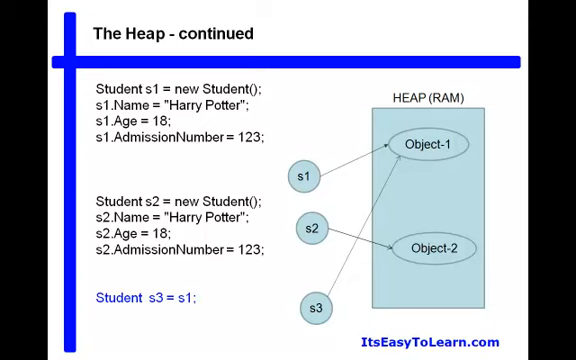Okay, so take a minute to study this chart. S1 and S2, though both have the same state, point to two different areas in memory, and since S1 is just assigned to S3, S3 is like an alias to S1. Okay, so you can refer to the object 1 area either through S1 or through S3.